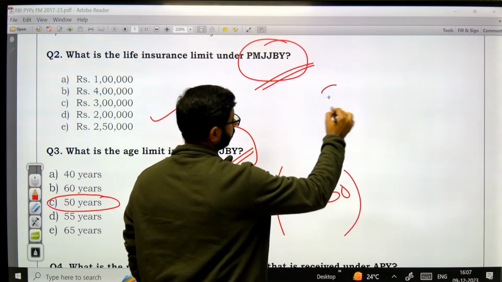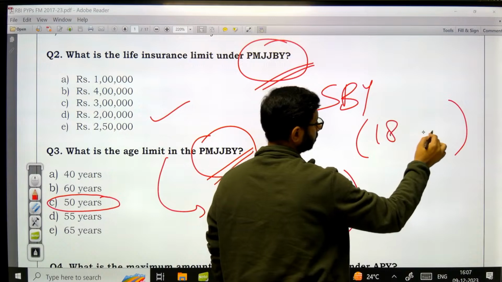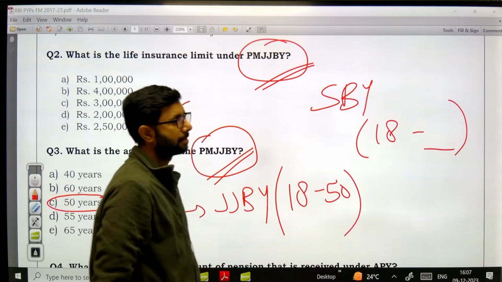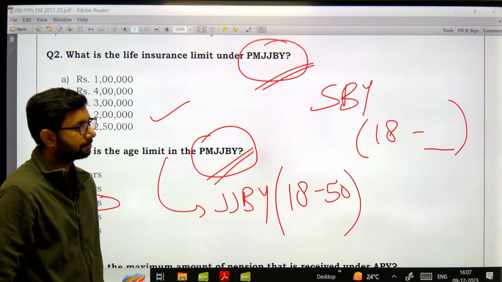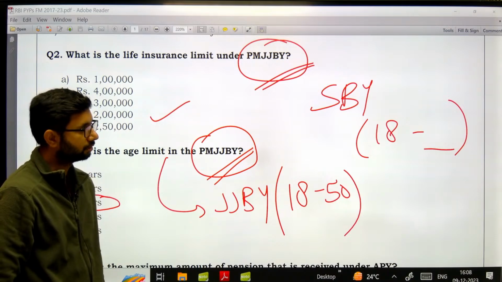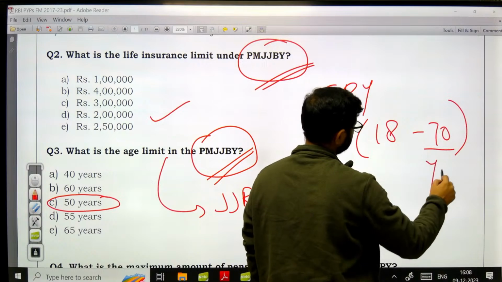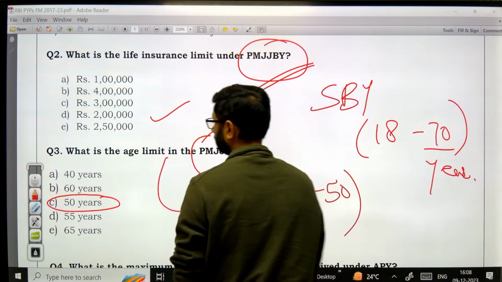Whereas if you look at Suraksha Bima Yojana, what is the age limit? 18 to, anyone? In Suraksha Bima Yojana, what is it? Yes, Lokesh, correct. 70 years. Okay, so just remember this.